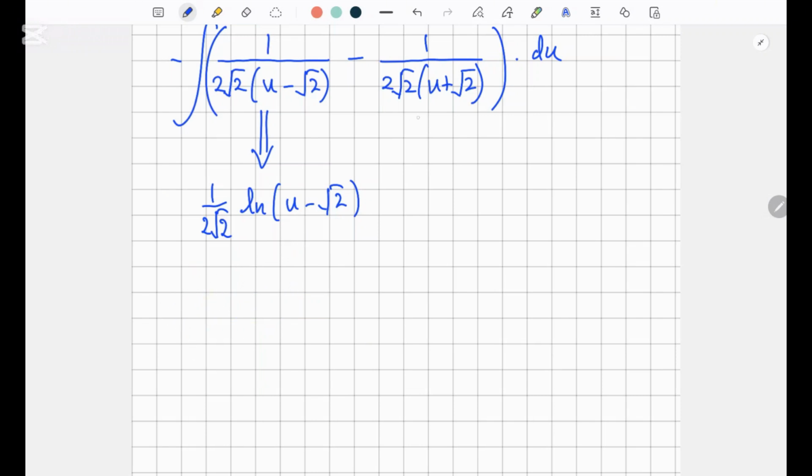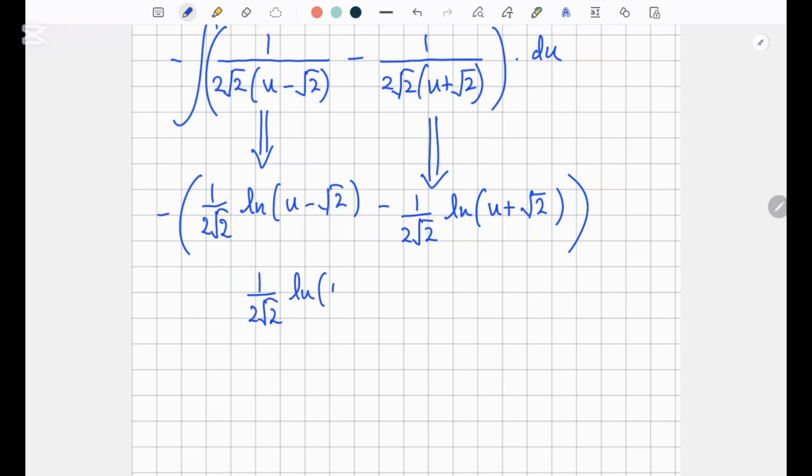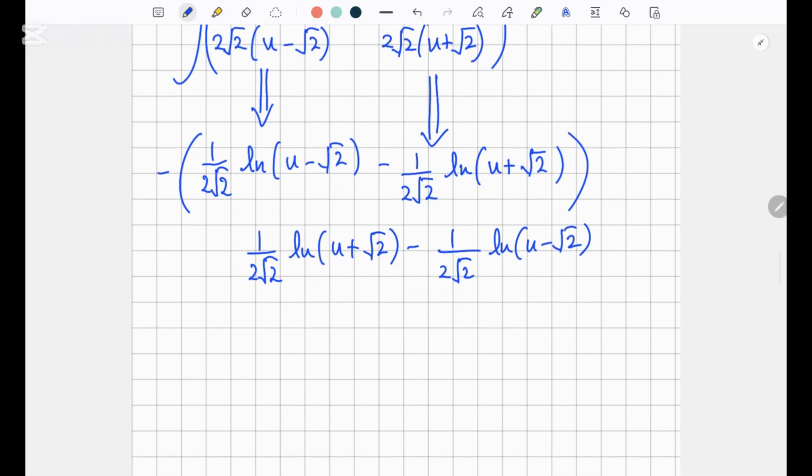So that's that. So what's the integration of this? That would be minus 1 over 2 root 2 ln of u plus root 2, right? But we had a minus in front. So your answer would be 1 over 2 root 2 ln of u plus root 2 minus 1 over 2 root 2 ln of u minus root 2.